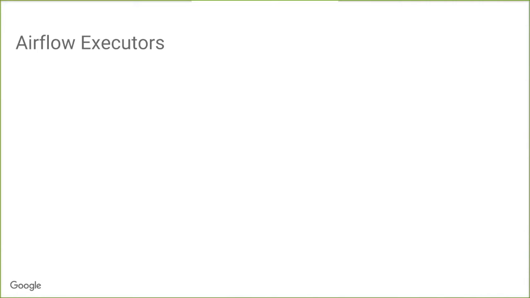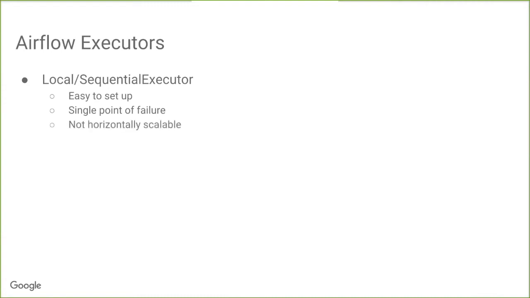So, brief overview of executors. We were looking at executors when deciding what to use for our design and architecture. First we looked at the local and sequential executor, and it seems like a lot of people here are using that. It is easy to set up, and it seems like it's capable of doing a lot. But unfortunately, it's also a single point of failure. If your machine goes down, there goes everything. And it's not horizontally scalable. So it seems like some of you might be eventually hitting those walls where you can't just keep scaling up. So we didn't want to start off with a design that would run into that wall.